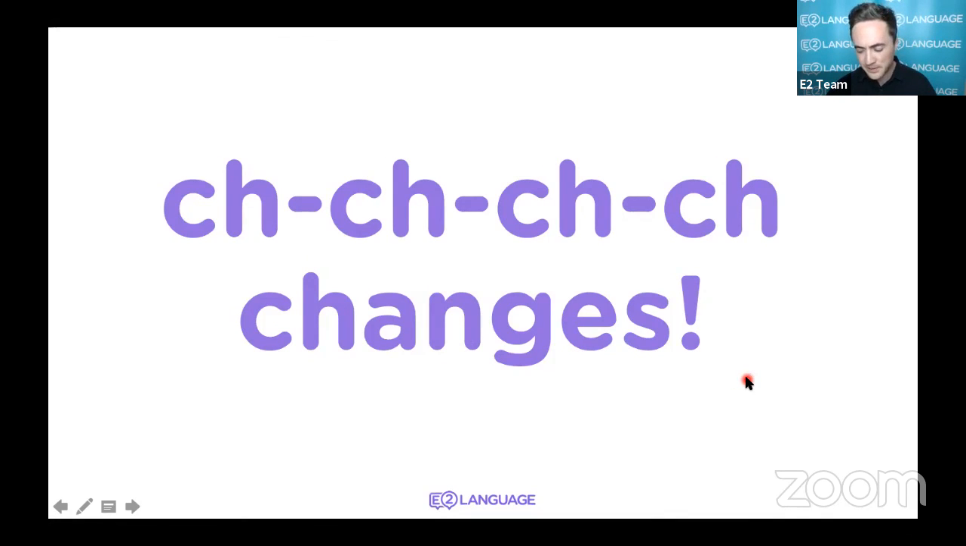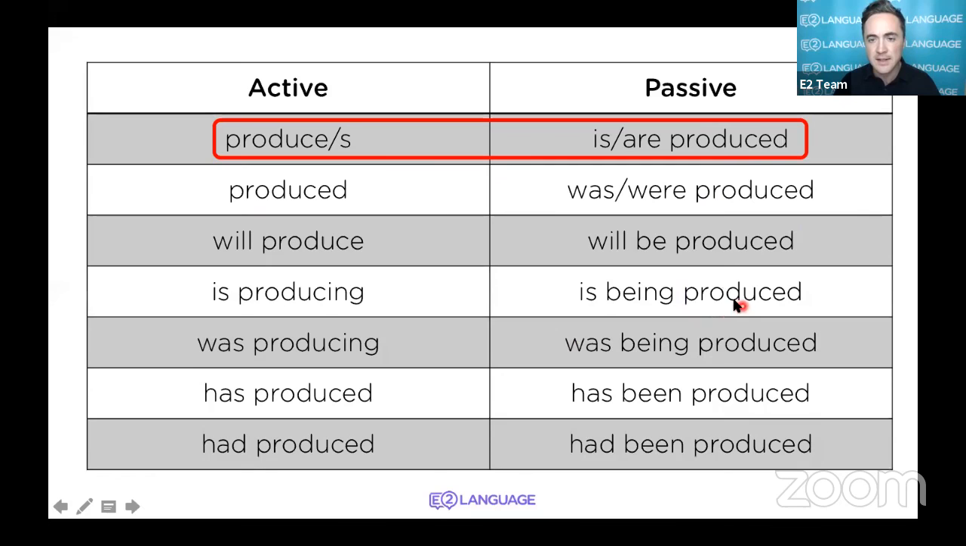One thing you will remember from last week when we looked at verbs is that there are lots of changes. So for example, here's the active verb, just the normal verb. These are just the normal verbs that you see, like produce, produced, past, will produce, future, is producing, now, was producing, has produced, and had produced. Now there's a passive form of the verb, okay?